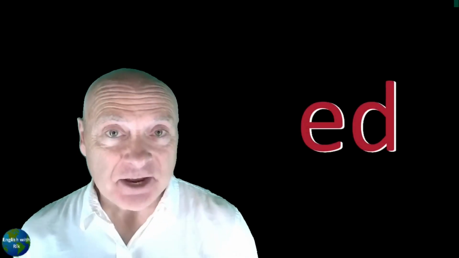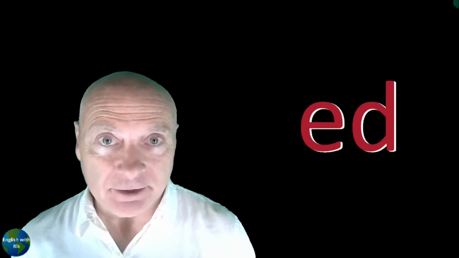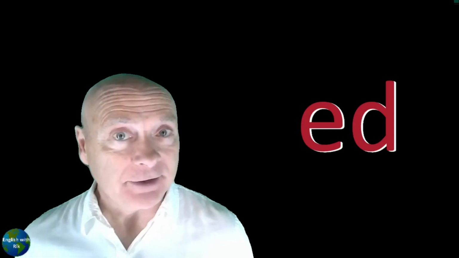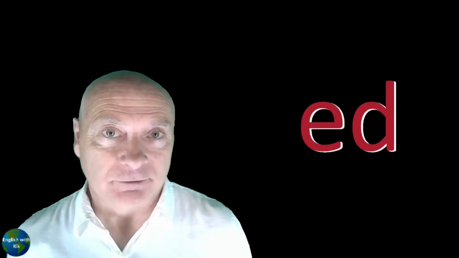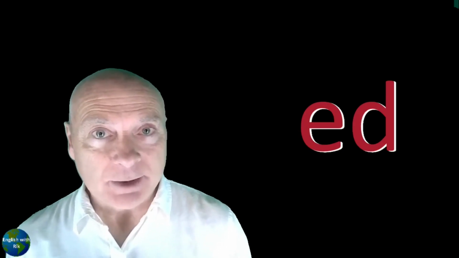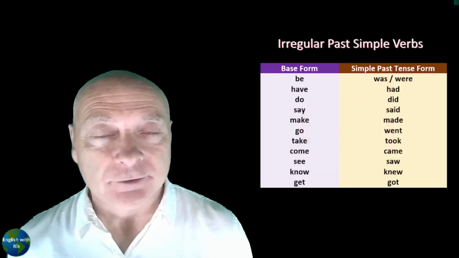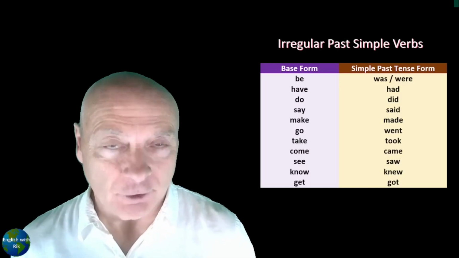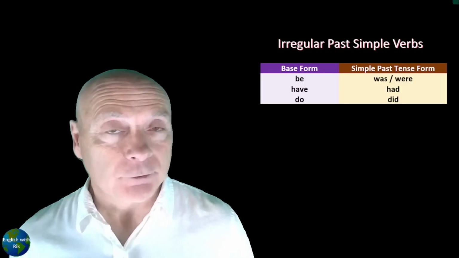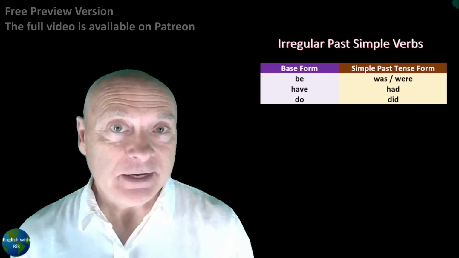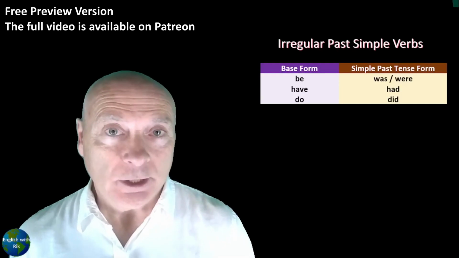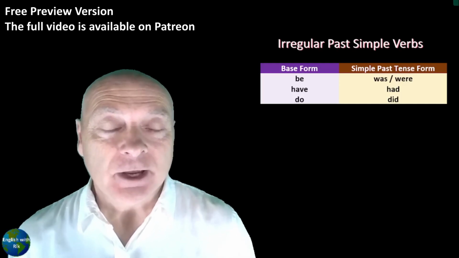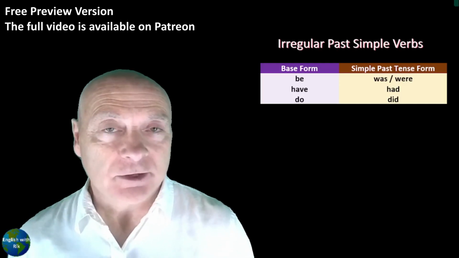Ed is definitely the most common ending for verbs that are put into the past simple tense form, but there are many exceptions. A list of those exceptions is in this chart that you can see on the screen right now. Of those irregular past simple tense verbs, the top 3 are the most common. Those are be, have, and do. They're the most commonly used irregular past simple tense verbs because they can be used as auxiliary verbs.